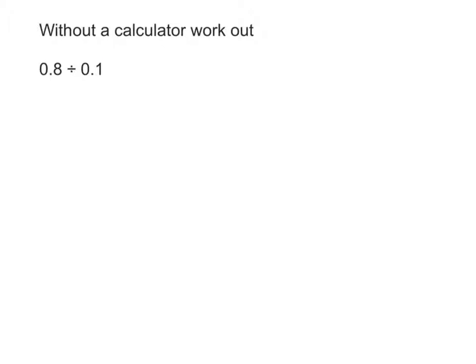I would always advise changing the question, so we're making this last one, the second number, a whole number. It doesn't matter if this one's not a whole number, but we want this number to be a whole number. So what I'm going to do is times both numbers by 10. That will change the question to 8 divided by 1.